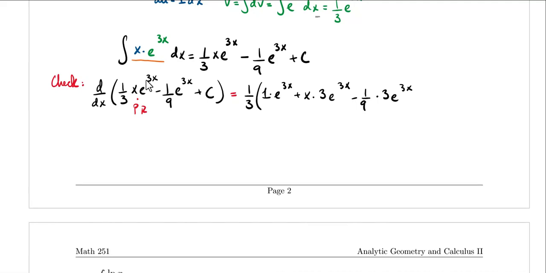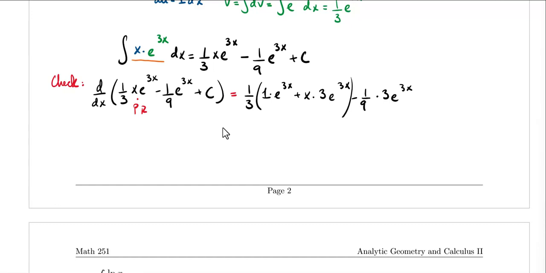Whoops, missed the parentheses here. There we go. Now, simplifying the derivative, we're going to get 1/3 e to the 3x plus x times e to the 3x minus 1/3 e to the 3x, which allows us to cancel the positive 1/3 e to the 3x. And there we go. What are we left with? Well, we're left with x times e to the 3x, which, there we go, is our integrand. So there we go. Alrighty, so this was one example here of integration by parts.